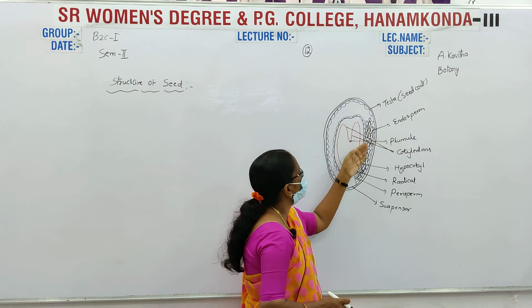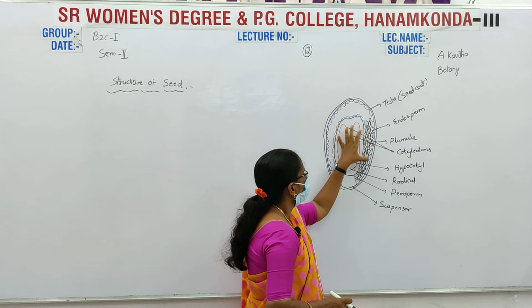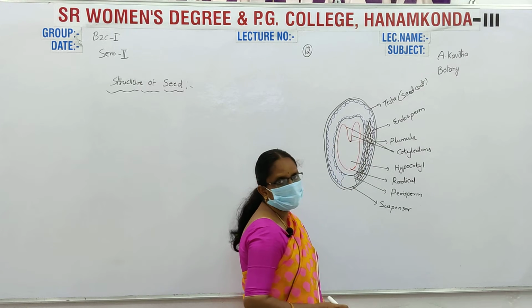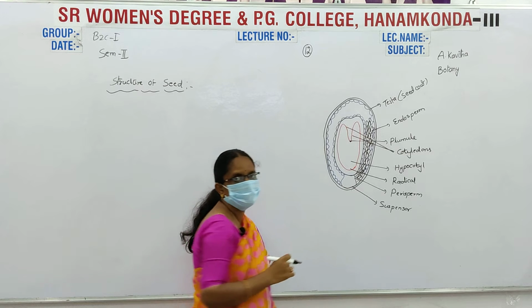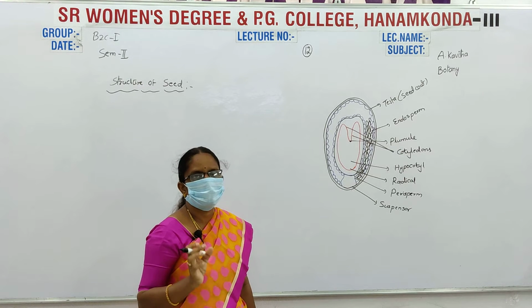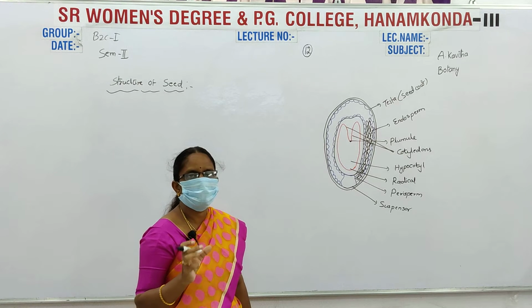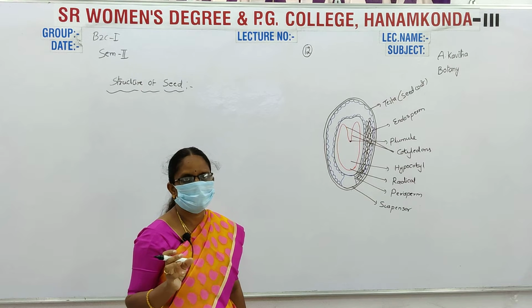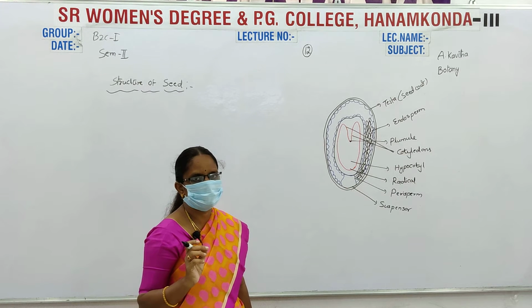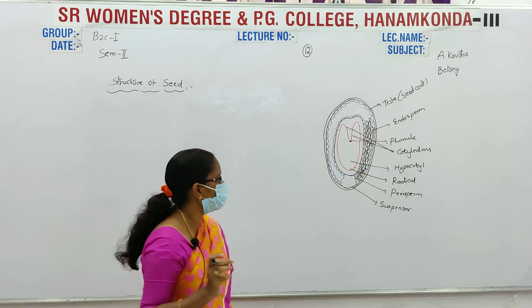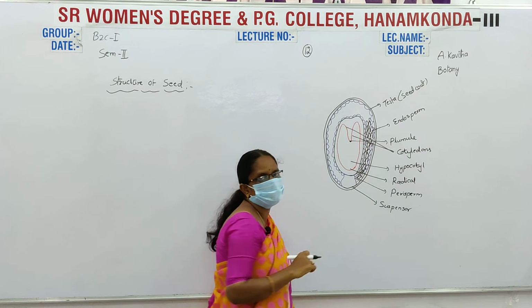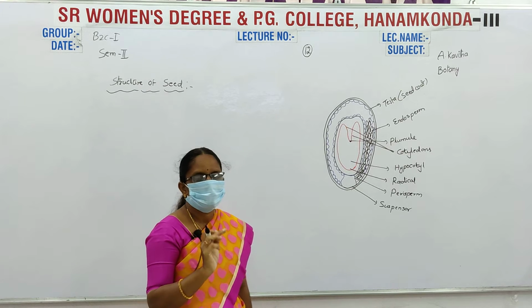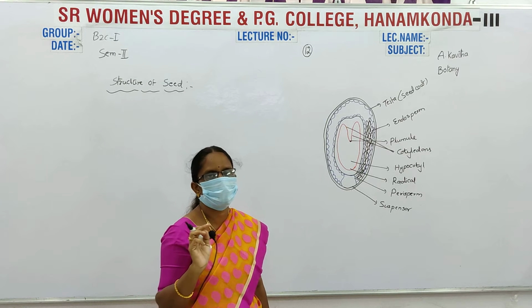Inside the endosperm, the two cotyledons are present. These are two cotyledons, a dicotyledon. These two cotyledons develop the shoot system of the Pinus. On the lower side of the cotyledons, the plumule is present. The plumule develops the two cotyledons.